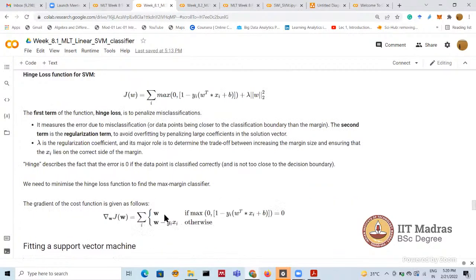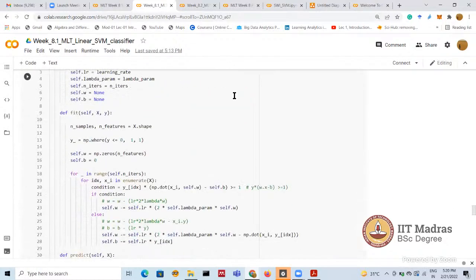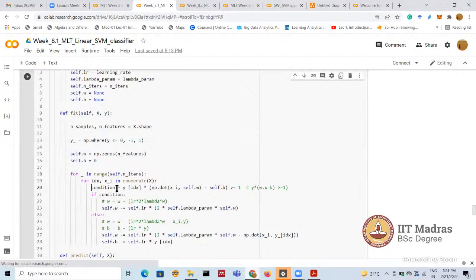Oh, taking too long. So this is your function, right? Yes. It's max of 0, a. So when will this function be 0 and when will this function be this? When this function is greater than or equal to 1, then the value of the loss function will be this, otherwise it will be 0, right? Correct. So you have to frame this condition in the code, and this is the place where we have evaluated the condition exactly, right?